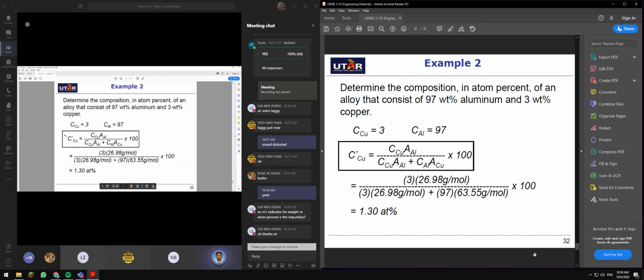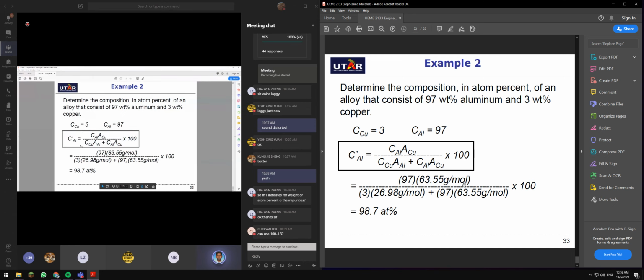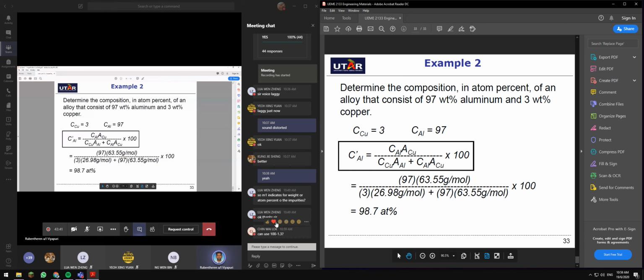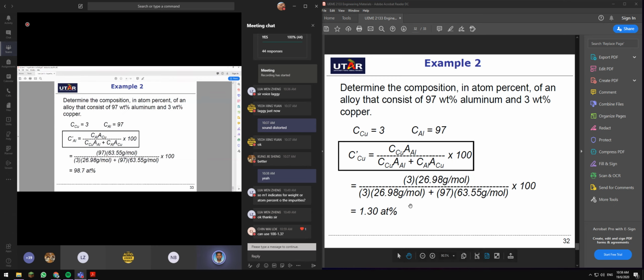Then if you want to find the atomic percentage for aluminium, you need to switch these: aluminium, copper, aluminium, copper. So to find the atomic percentage of aluminium, you take the weight percentage of aluminium times the atomic mass of copper, and then divide by the whole system. Then you have the values here.